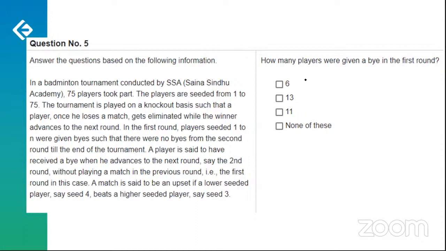Let me give a hint for example. Let's say how many teams are there? 75 players took part. And what is given there? In the first round, players seeded 1 to n were given byes such that there were no byes from the second round till the end of the tournament. So after the first round, from the second round onwards, there is no bye. Now near 75, you will see the number of teams such that there should be no bye.